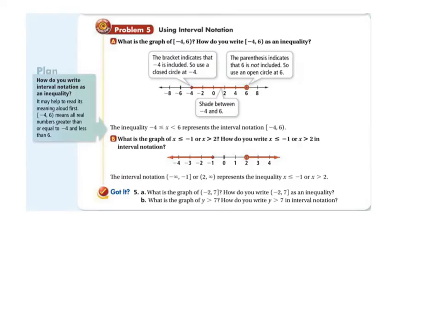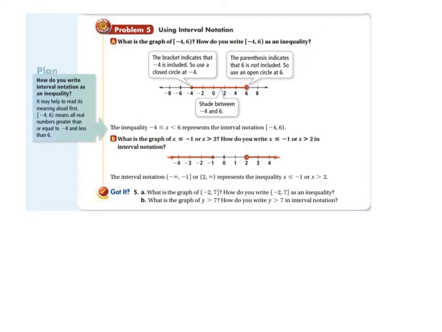So here, using interval notation, what is the graph of negative 4 to 6? So again, negative 4 is included. That is the filled in dot. 6, not included, so it gets an open circle. And how do you write this as an inequality? This is the compound inequality piece.